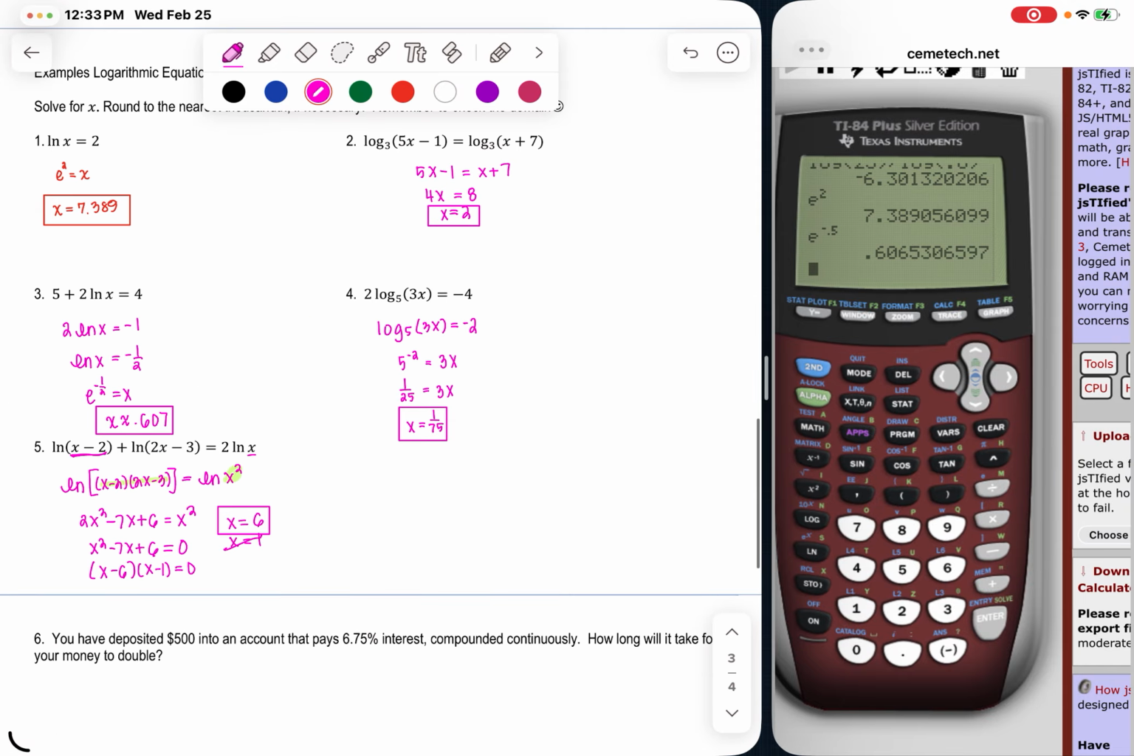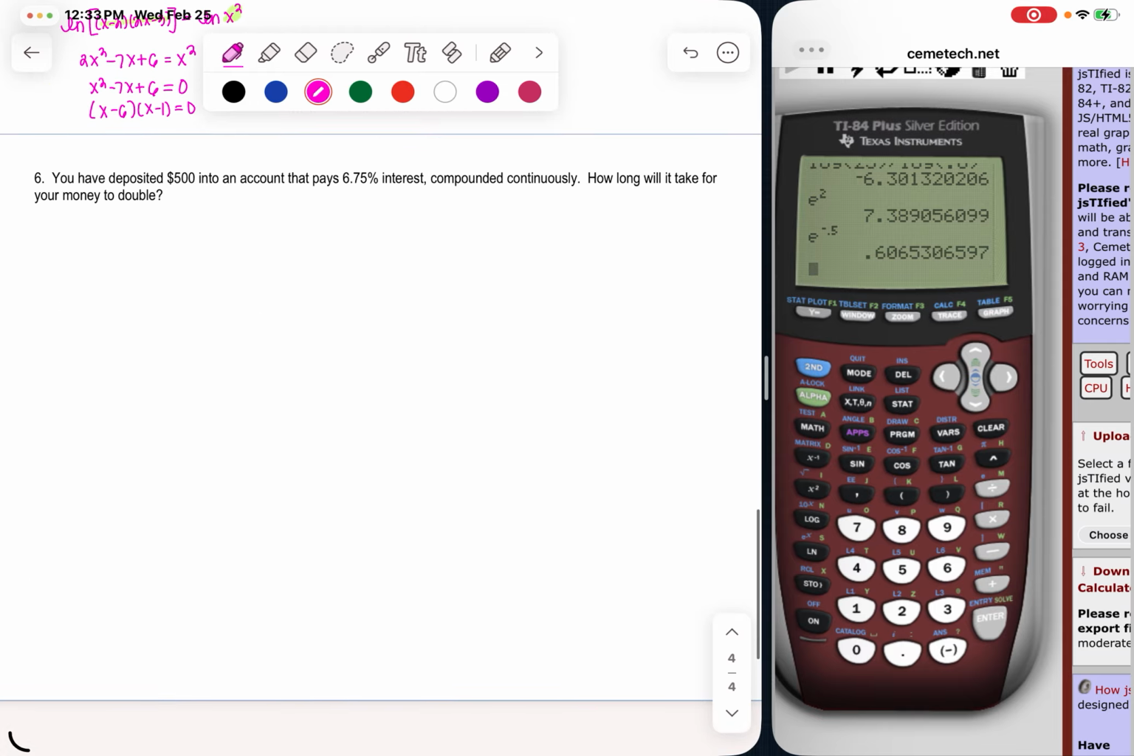All right. Oh, I was going to say last one on there, but yep, here we go. So last one is a word problem. It says you have deposited $500 into an account that pays 6.75% interest compounded continuously. How long will it take for your money to double? Okay. All right. So we know that we're using the PERT formula since it's doubling, right? Which was A equals A naught or P times E to the RT.